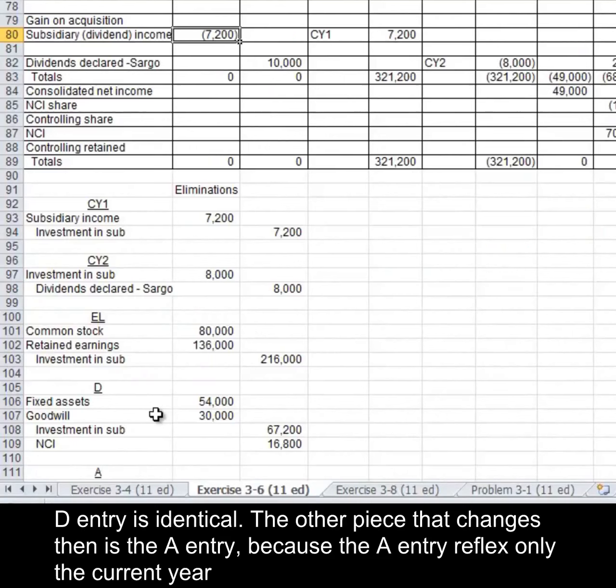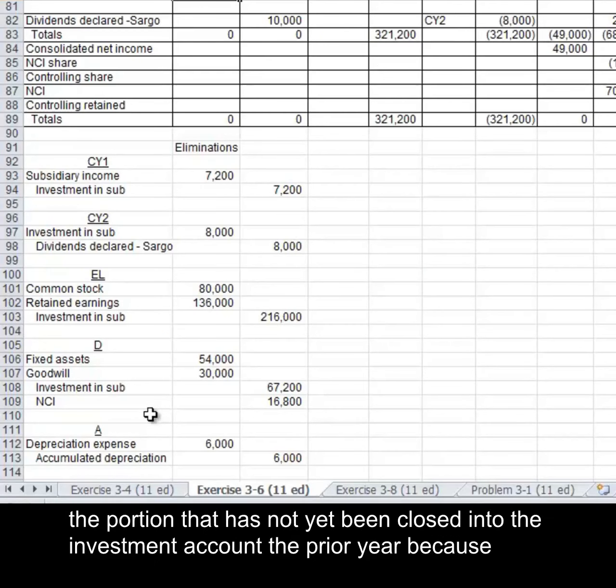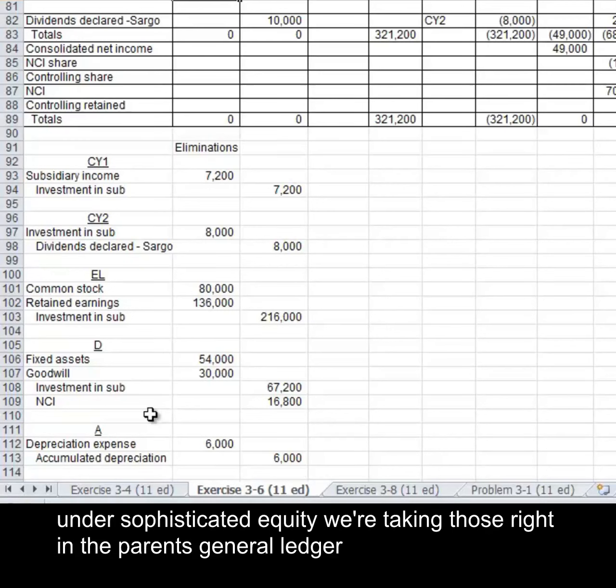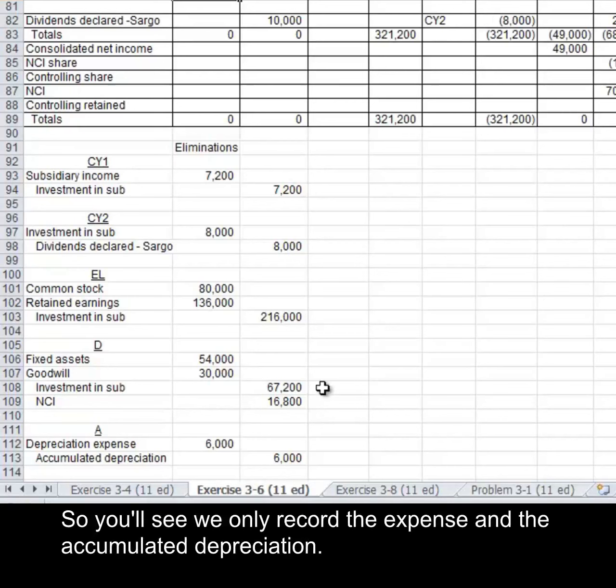The other piece that changes then is the A entry, because the A entry reflects only the current year, the portion that has not yet been closed into the investment account. The prior year, because under sophisticated equity we're taking those right in the parent's general ledger, as part of a general ledger it rolls forward. We don't have to account for the prior years, only the current. So you'll see we only record the expense and the accumulated depreciation.